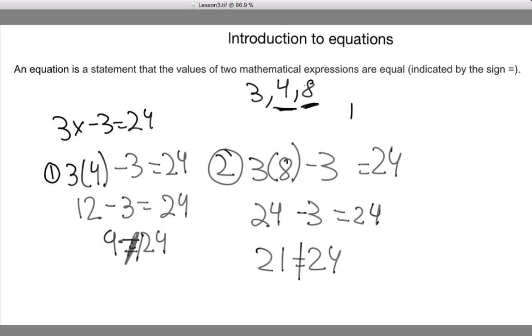So if 8, which is larger than both 3 and 4, is still too small, then chances are none of these are the right answer, and none of these are solutions to the equation. If you wanted to see what 3 would look like, I'm just going to copy this equation onto another slide and show you.